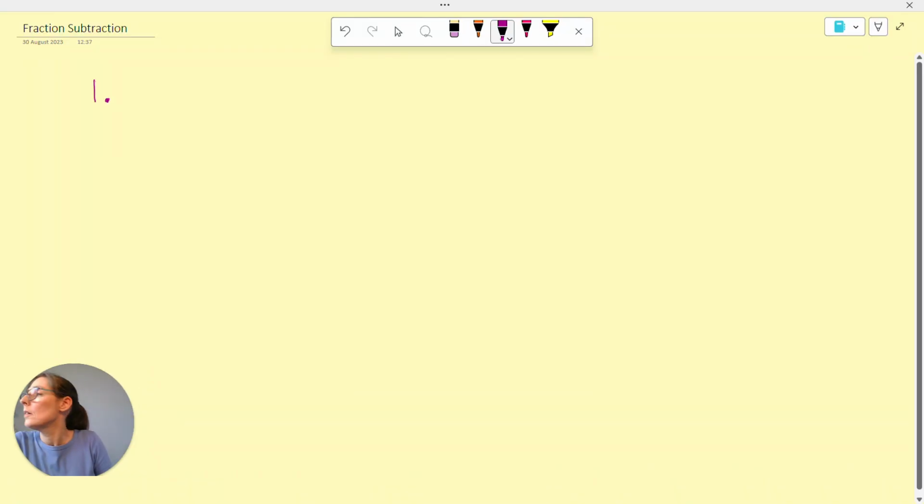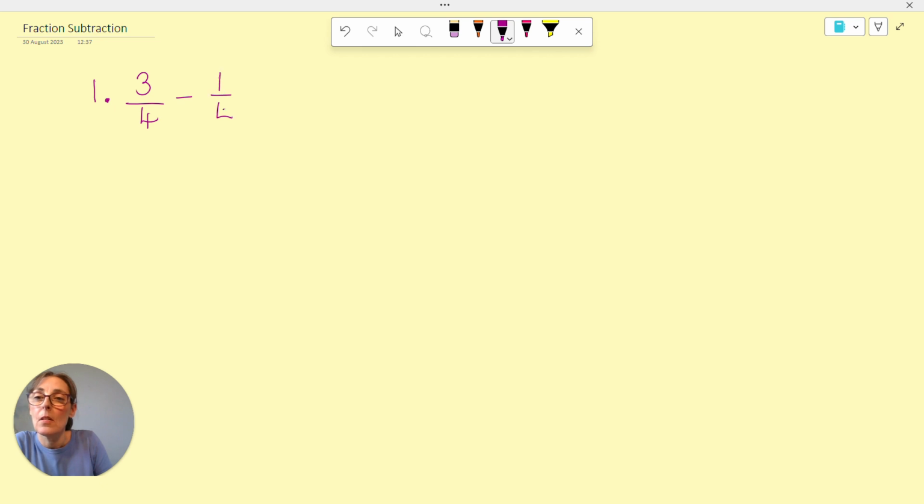so number 1, 3/4 take away or subtract 1/4. So they're quarters and quarters, so we can put quarters at the bottom, and 3 subtract 1 or 3 take away 1 is 2. And because we can divide the top and bottom by 2 because they're both multiples of 2, how many 2's fit into 2? 1. How many 2's fit into 4?